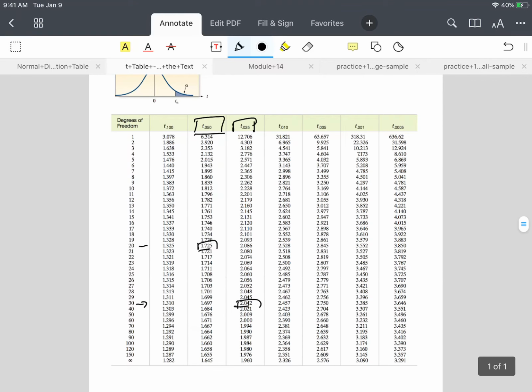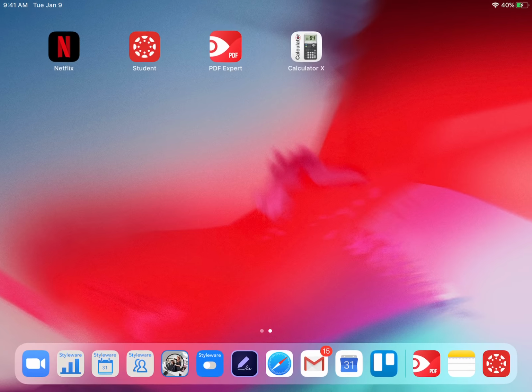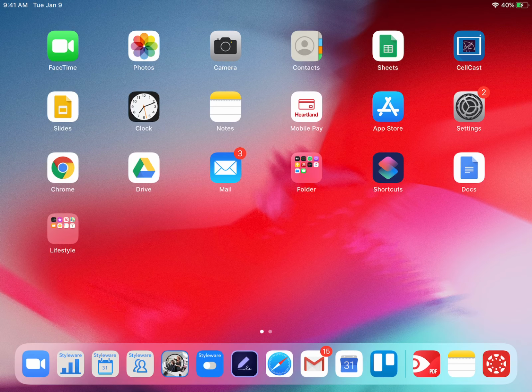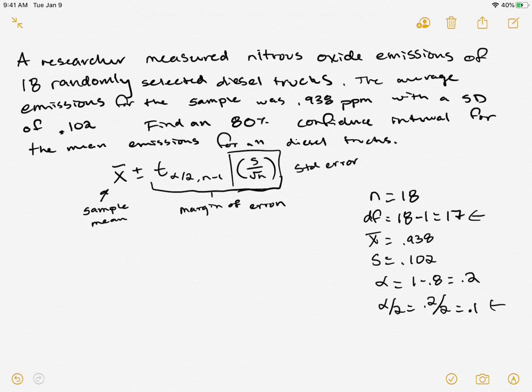We look at 0.1, which is right there on the end, and come down to 17 degrees of freedom, and our critical value is 1.333. That's a lot of threes, if you ask me. So our t critical value is 1.333. That's the hard part. Once we have everything listed, it's cake. We're just plugging things in now.